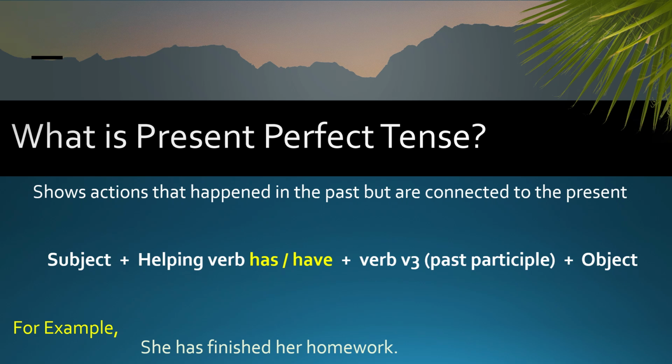What is present perfect tense? Present perfect tense shows actions that happen in the past but are connected to the present. Structure is subject plus helping verb has, have plus verb 3 plus object. For example, she has finished her homework.